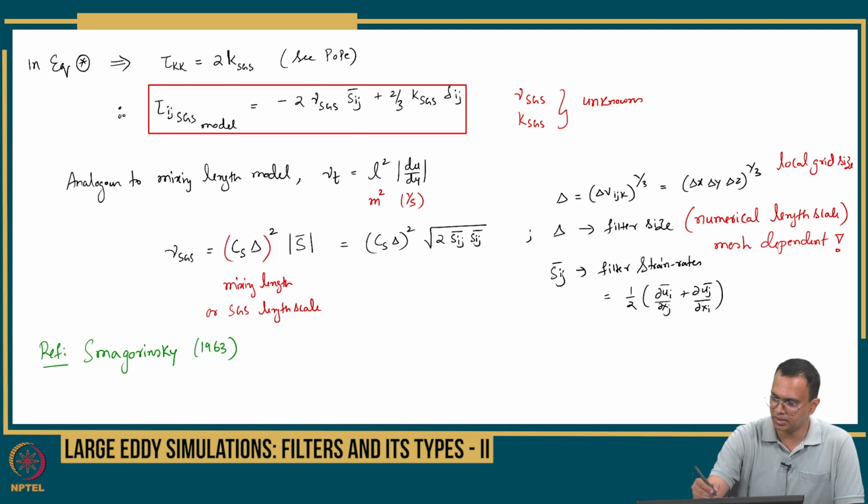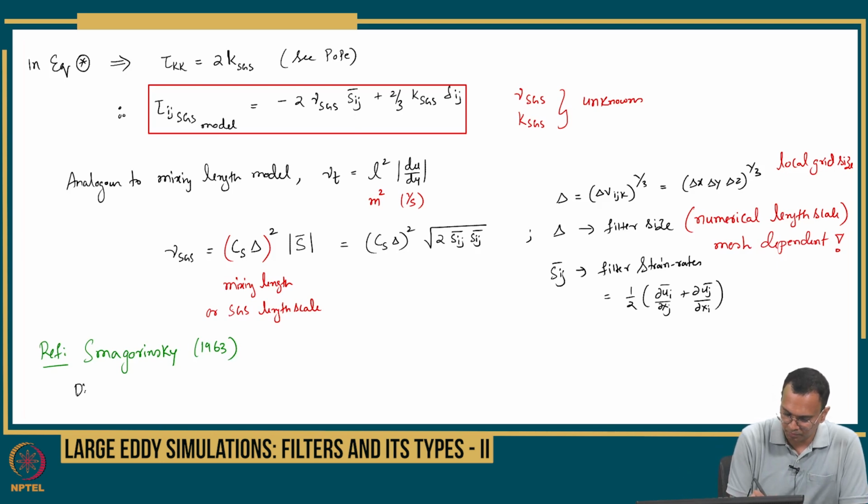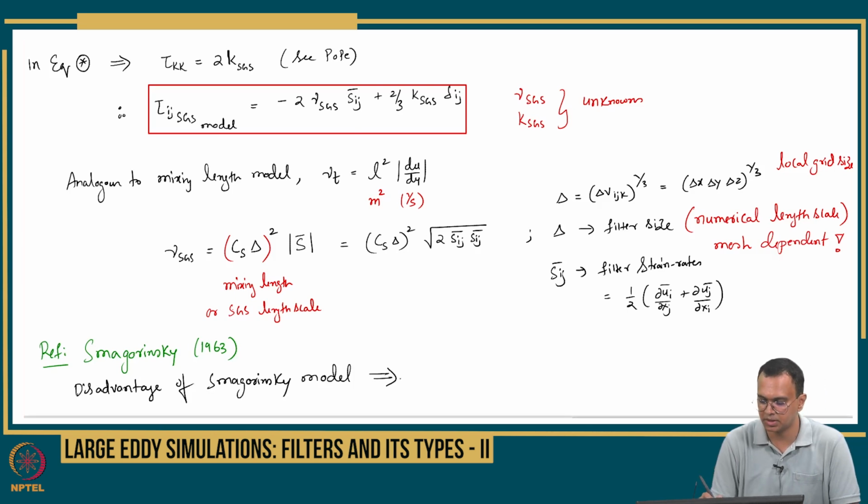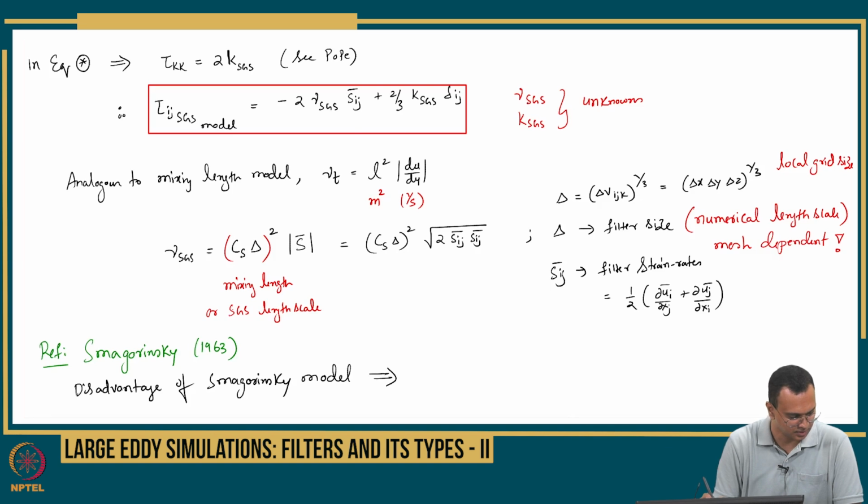And one disadvantage of this Smagorinsky model is the model constant Cs, right? So this Cs value is user dependent. Cs is user dependent.